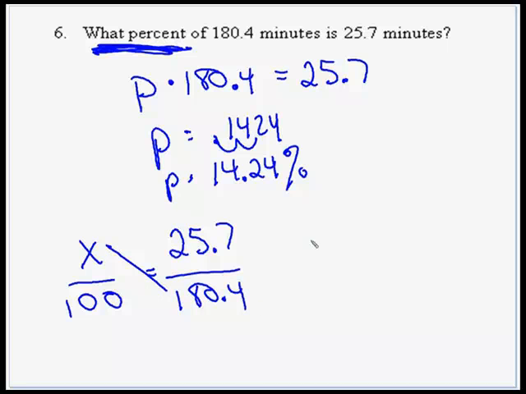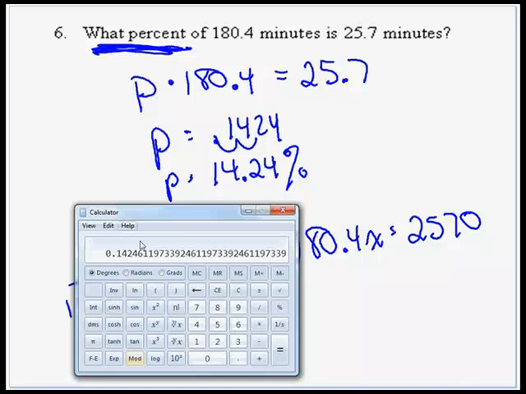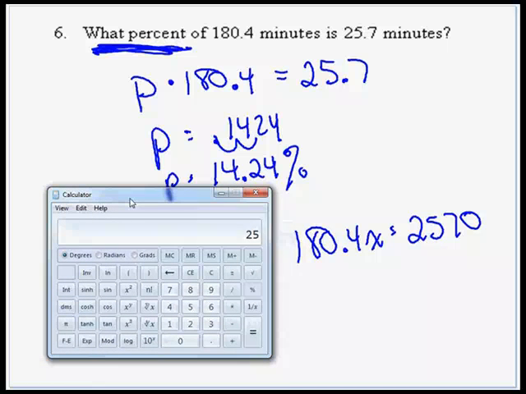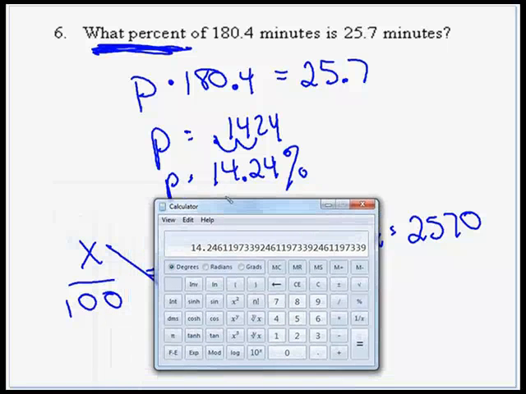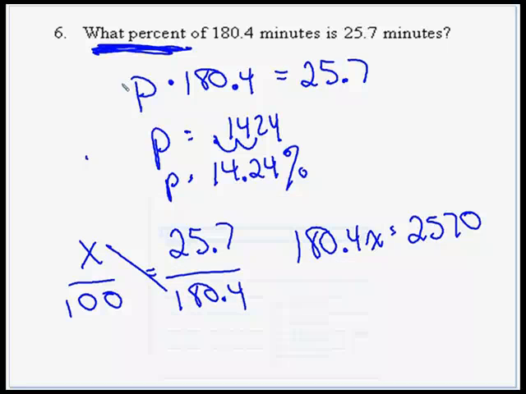And here we cross multiply and we get 180.4x equals 25.7 times 100 is 2570. And then we would divide there. 2570 divided by the 180.4, and we get 14.24. That's already in percentage form. We don't have to move the decimal at all.